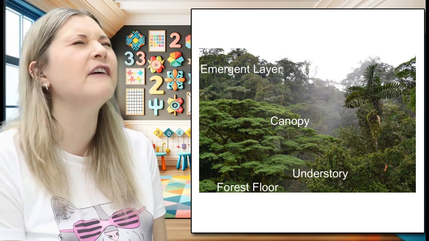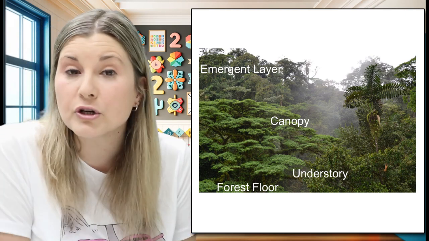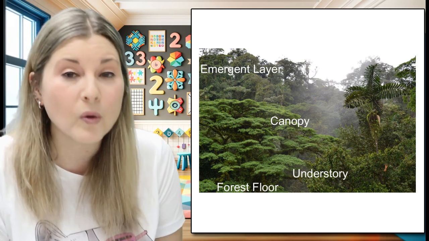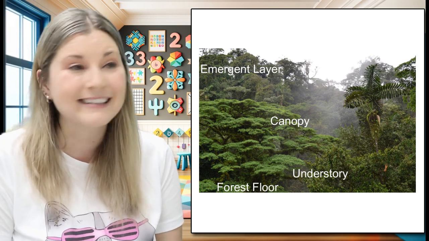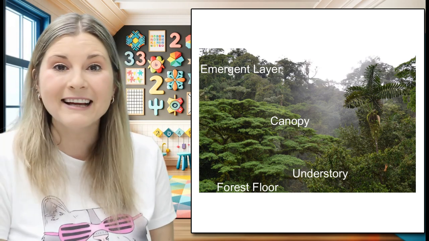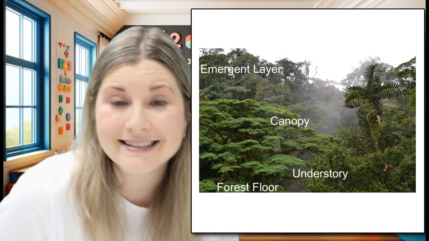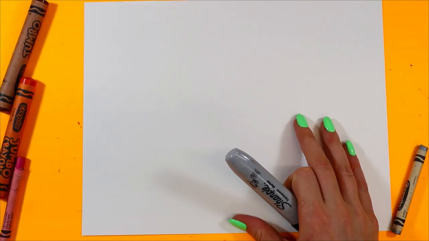And then at the very, very top of the rainforest is the emergent layer. And that's where we find the tallest and oldest trees coming through the rest of the forest. Isn't that cool? All right, let's head on over to the art studio where we're going to write the word sloth and draw a sloth, and then we're going to make some butterfly art. See you there.